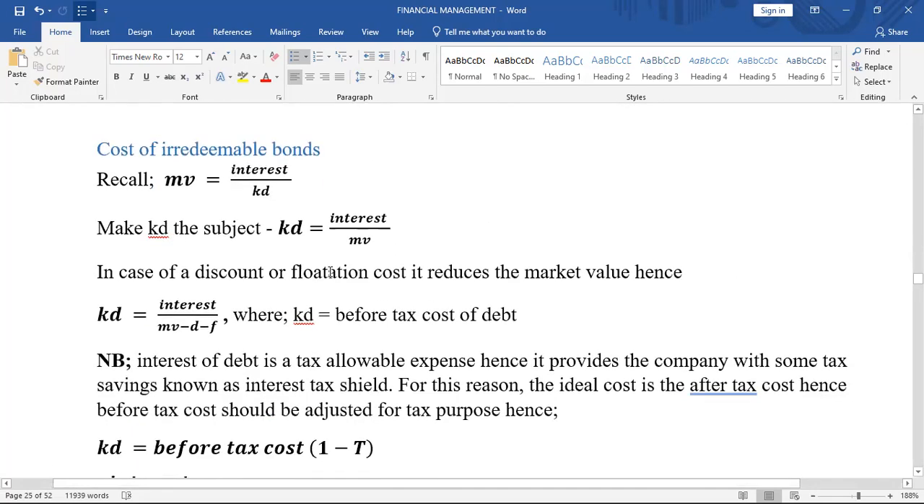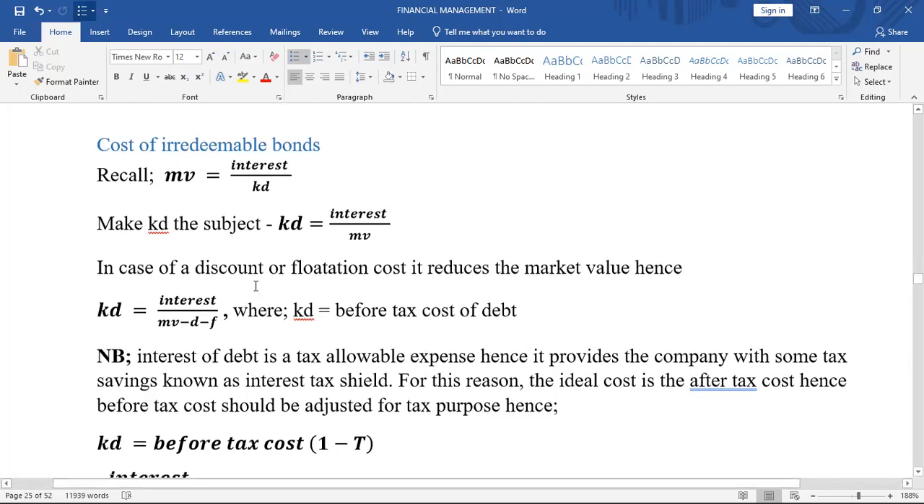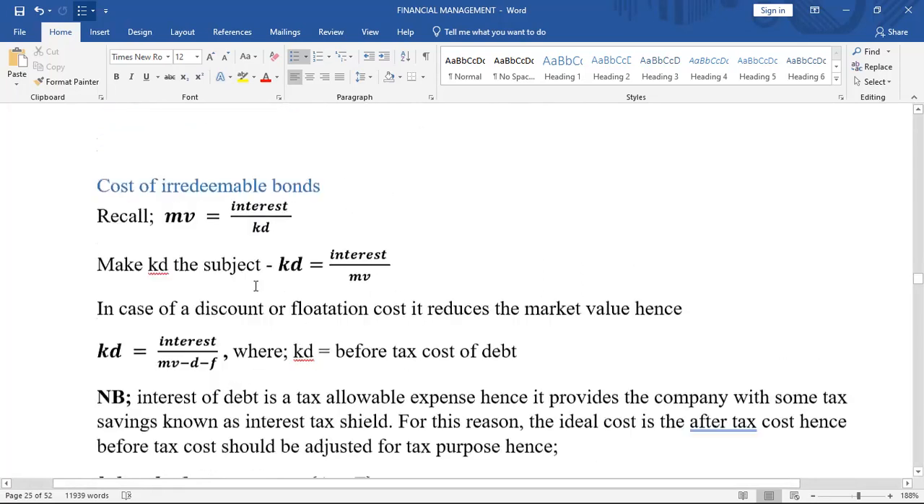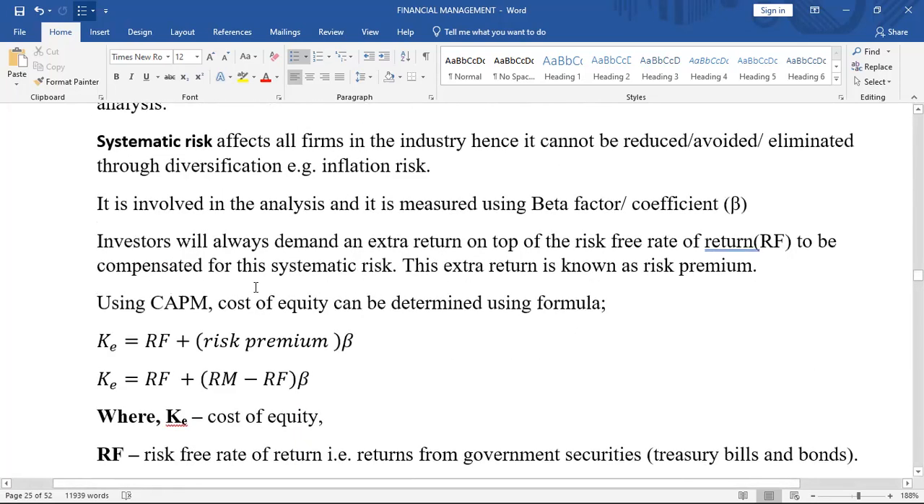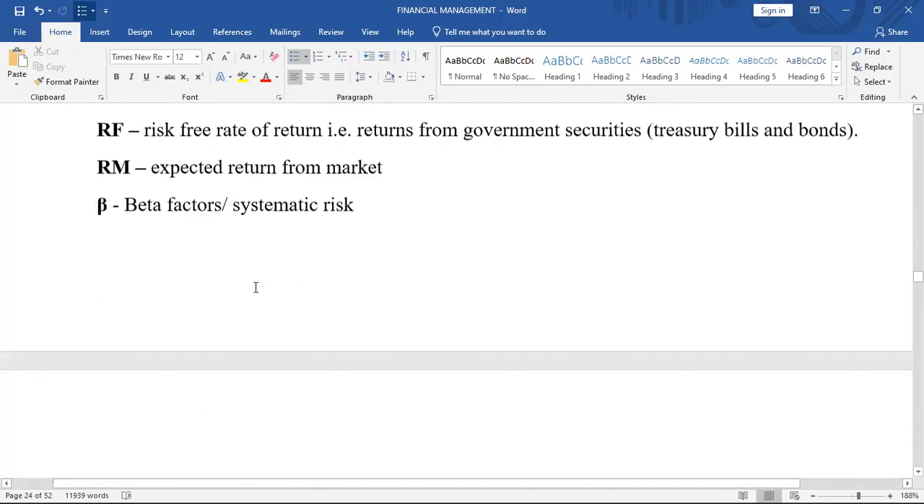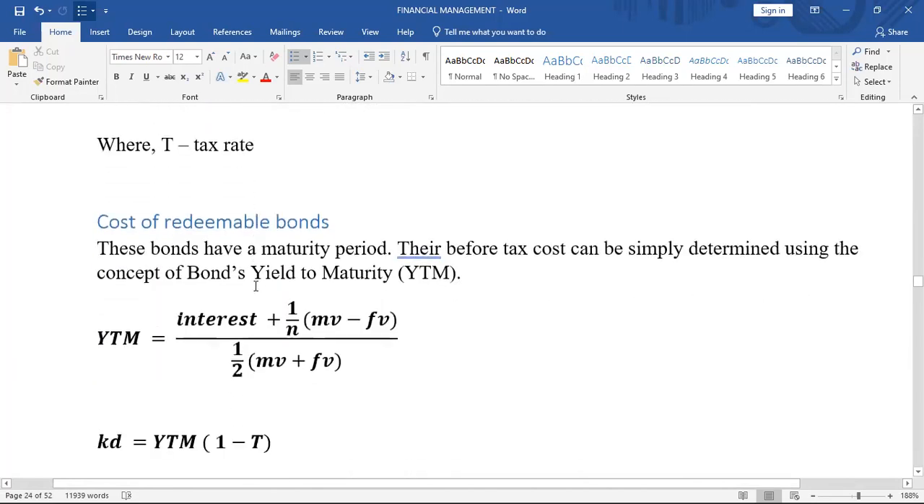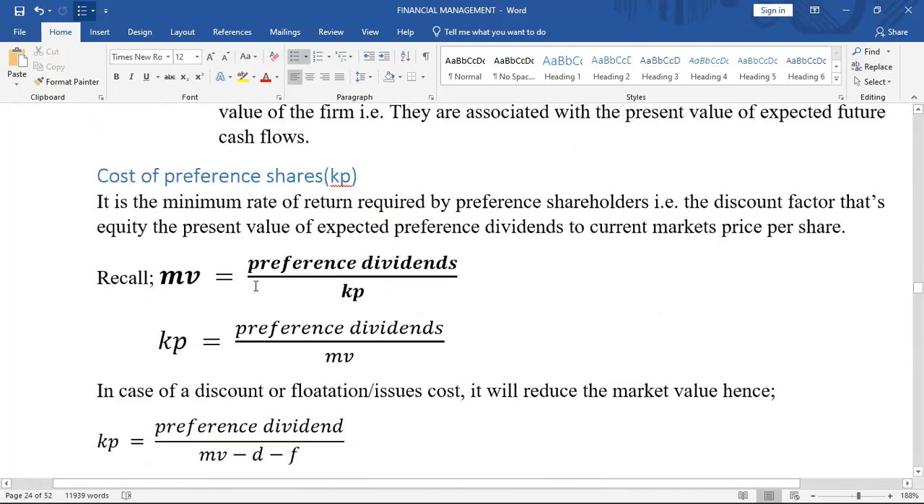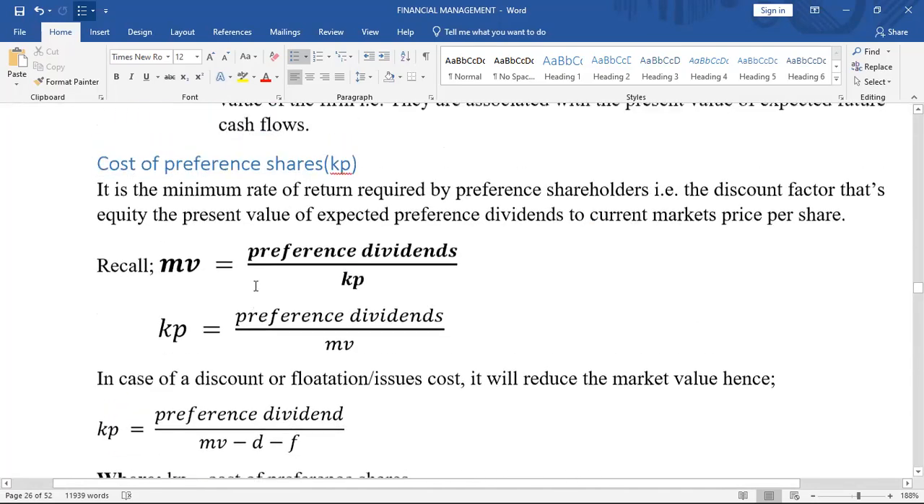Now, when you look at the cost of irredeemable bonds, which is our second component cost, when you recall, you will be able to find that when you are getting the market value for irredeemable bonds, no, it should not be going like that. Let me check. Okay, it should be like this. The second one should be the cost of preference shares.